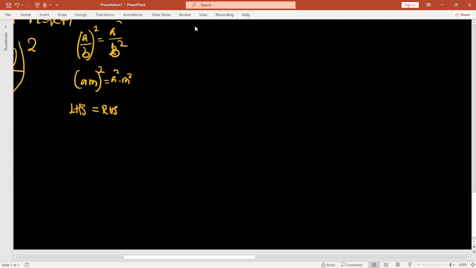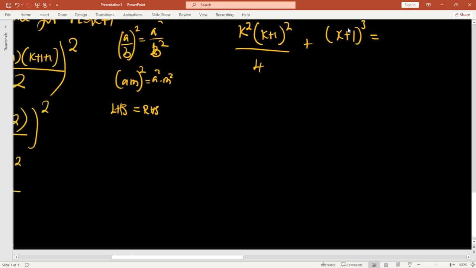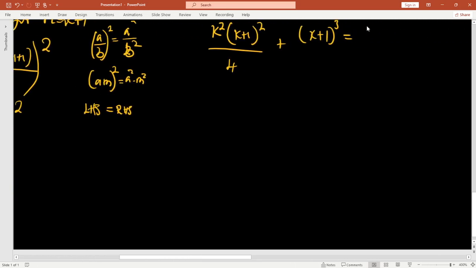Okay, so here we have k^2 (k+1)^2 divided by 4, plus (k+1)^3, is equal to (k+1)^2 (k+2)^2 divided by 4 here. Alright, so we make what we have on the left hand side a single fraction.